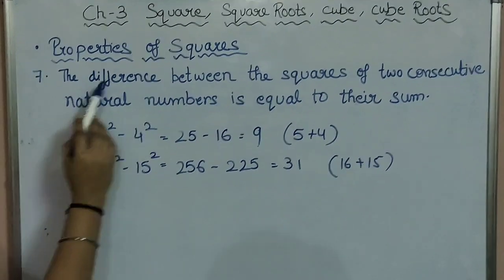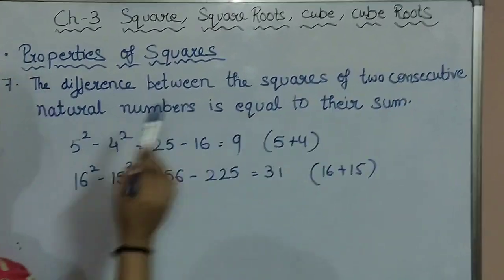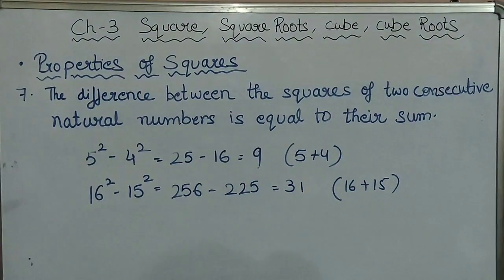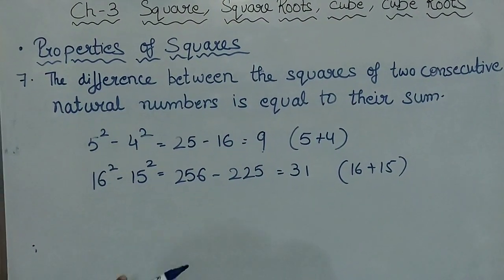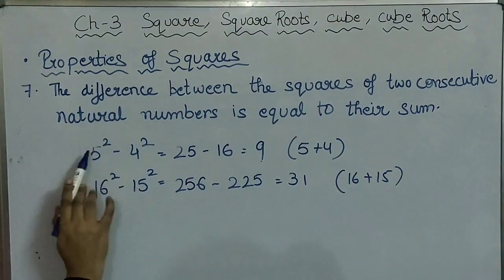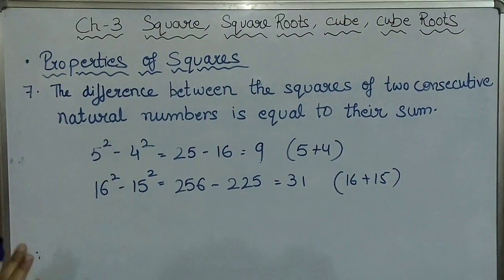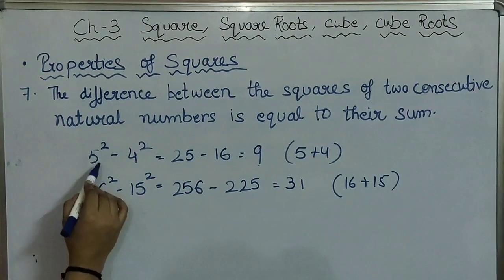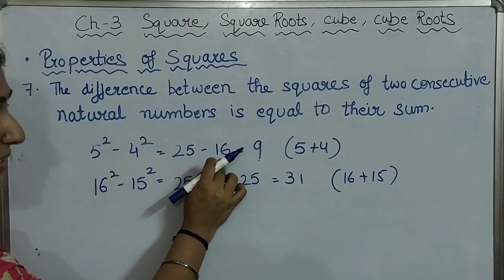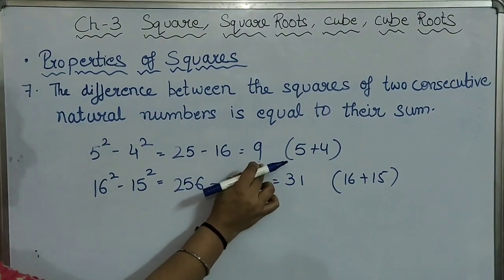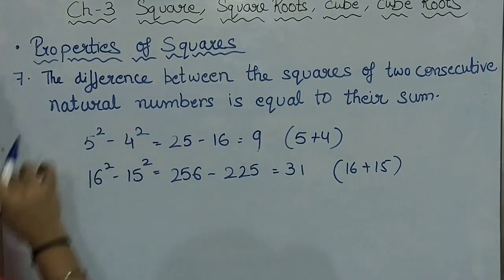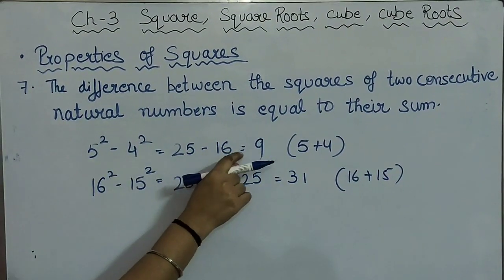Okay, the seventh property: the difference between the squares of two consecutive natural numbers is equal to their sum. What does it mean? It means if we find the difference of the squares of two consecutive numbers. What are consecutive numbers? After 4, what comes? 5. So we will find 5 square minus 4 square. 5 square is 25, 4 square is 16. So 25 minus 16 is 9. And 9 is the sum of those two numbers, 5 plus 4 is 9. So this property is proved.